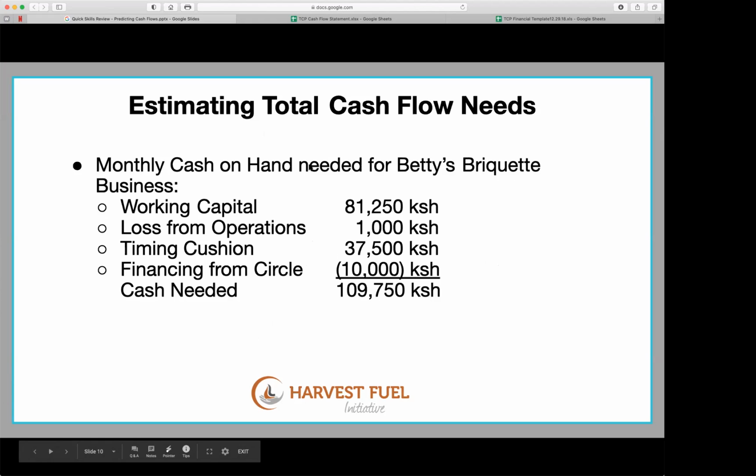So here I'm just adding up those different monthly needs for Betty's briquette business. She needed the working capital. She has a loss. She has a timing cushion, which was just 10% of sales. And then she has some financing she gets from a lending circle. So you end up with what her cash needs are.